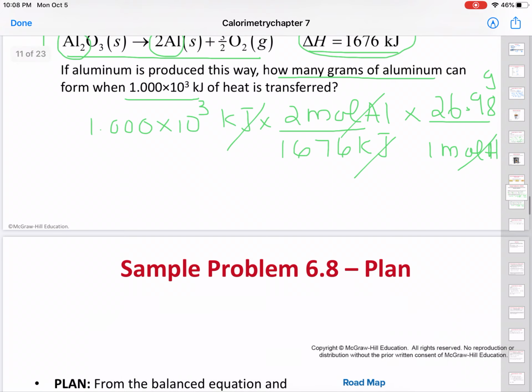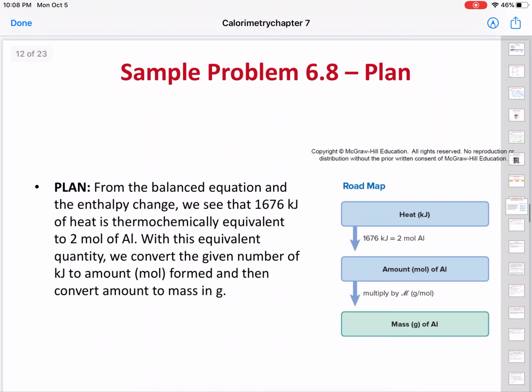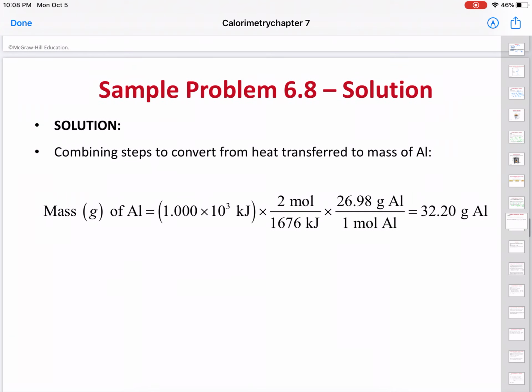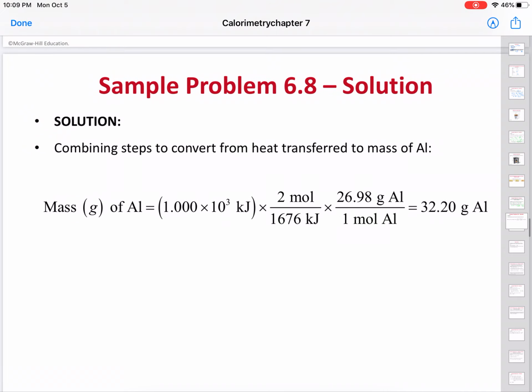Okay, and detailed plan how to be done also given here. And then so this is the same thing I just did with you guys. The mass of aluminum, you start with 1.000 × 10^3 kilojoules. From the stoichiometry of the balanced equation, 1676 kilojoules absorbed when 2 moles of aluminum produced, and then converting moles to grams, 32.20 grams of aluminum. So we can use the heat absorbed or heat released in a thermochemical equation using the stoichiometry.